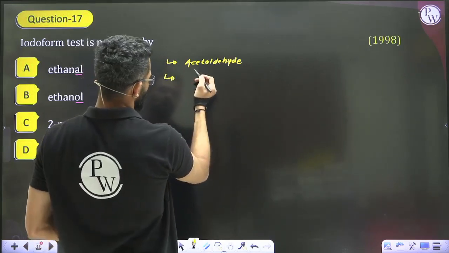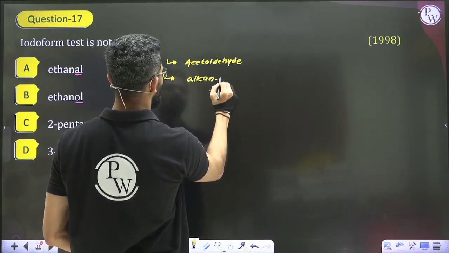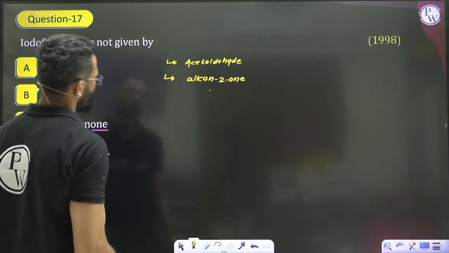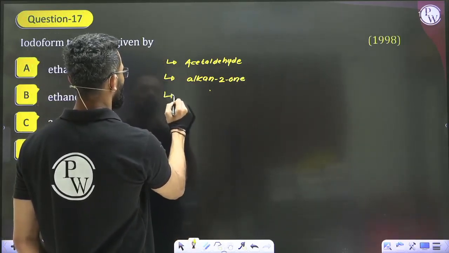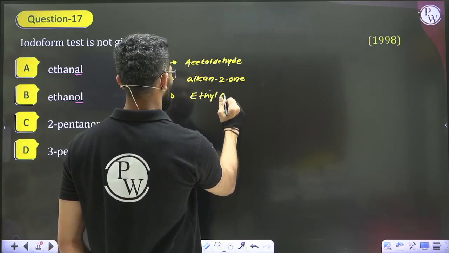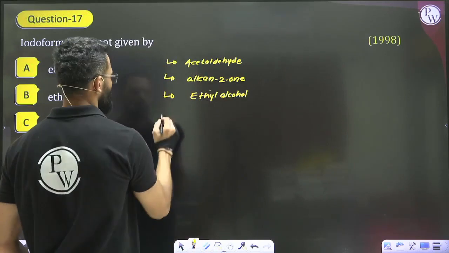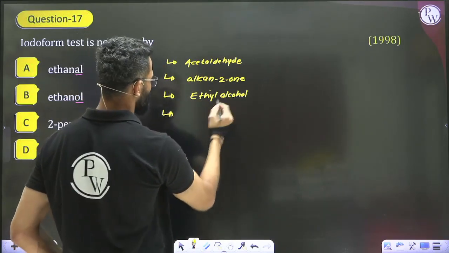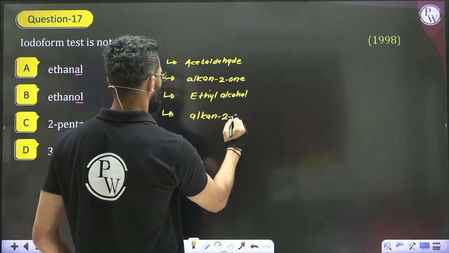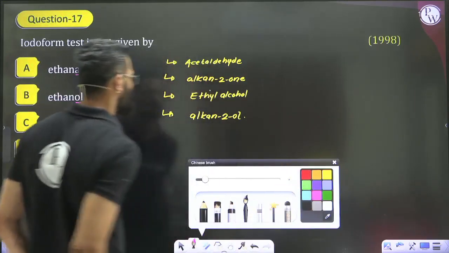About ketones, all those ketones whose IUPAC name will be written in the form of alkane-2-one will show haloform reaction. If you talk about alcohols, the only primary alcohol that shows a positive haloform reaction is ethyl alcohol, and a secondary alcohol that shows a positive haloform reaction should be in the form of alkane-2-ol. Fine. Now let's observe the options and see which option fits into these names.